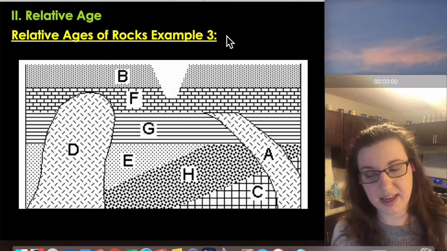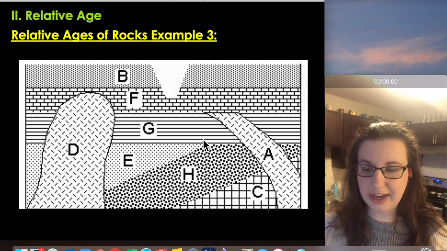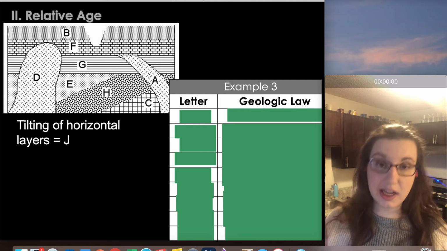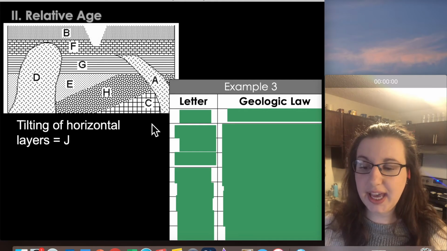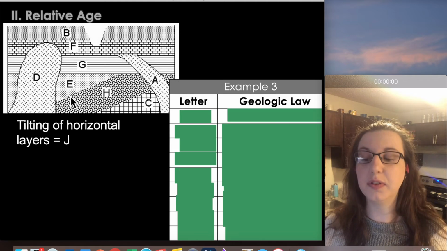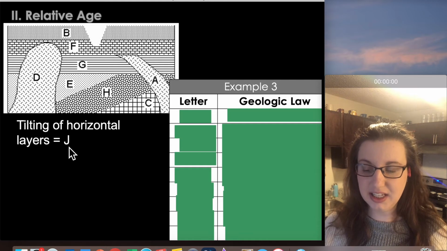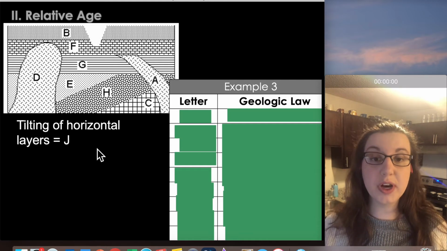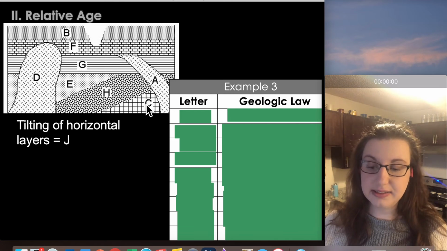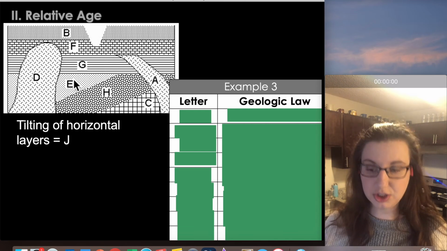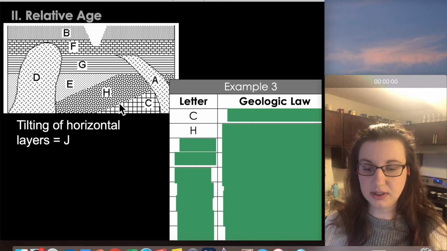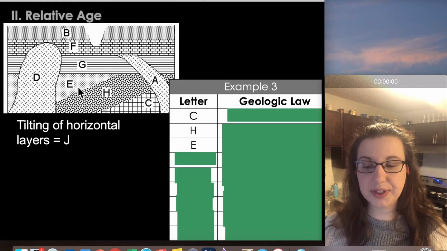Our third example is this lovely guy right here. Take a moment and pause and see if you can do this yourself, and then unpause it when you want to hear the answer. We have all of our layers C, H, E, D, A, G, F, B, and then also tilting of J. And so we want to first figure out what's on the bottom. On the bottom, we have this C. So C and H and E, these are our first three that we know for sure. C, H, E, those are our first three layers.